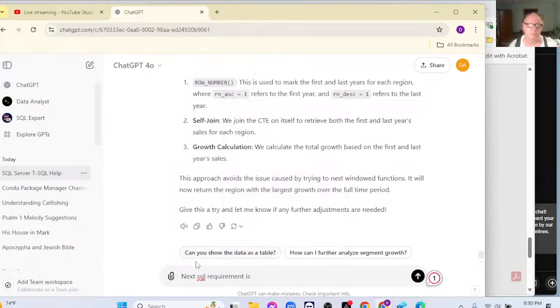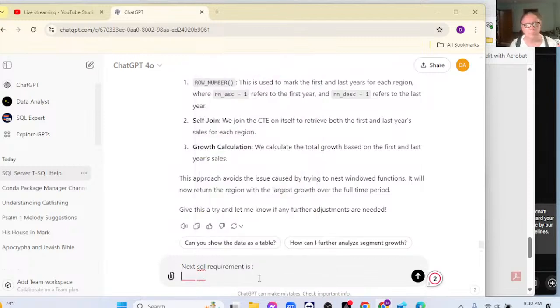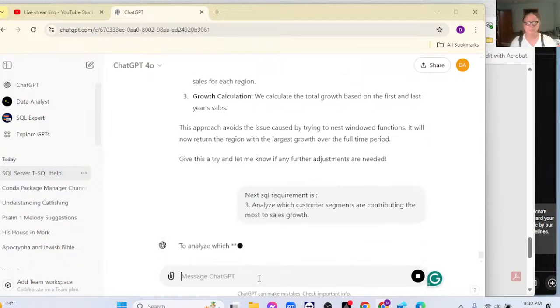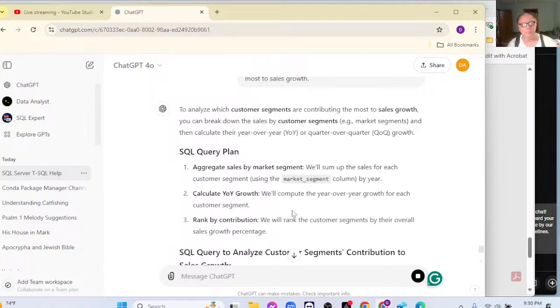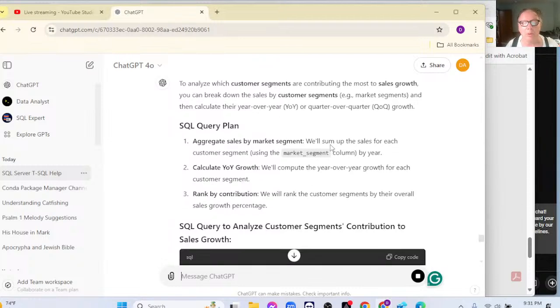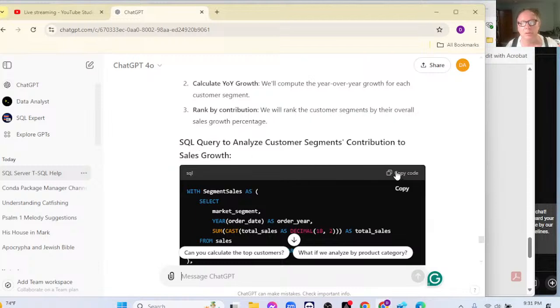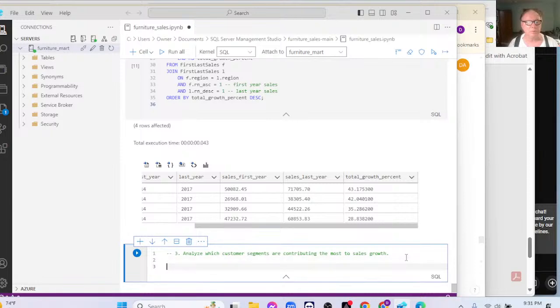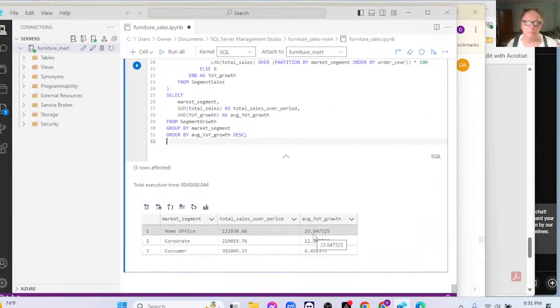Analyze which customer segments are contributing the most to growth. You can break it down, sales by customer segment, e.g. market segment, and then calculate the year-over-year and quarter-over-quarter growth. Aggregate sales by monthly quarter, calculate year-over-year growth, rank by contribution.